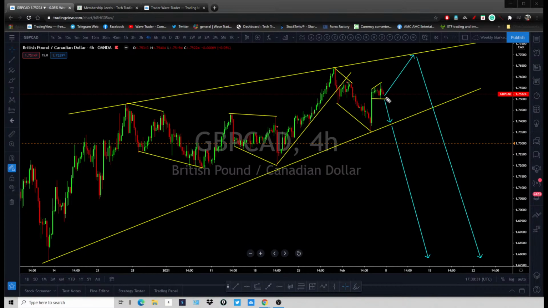The expanding triangle can still push for another leg higher, because it is running within the structure. Within that structure we can still see another leg higher. We are not looking for that right now, but if we do see it, we will start selling again next week.